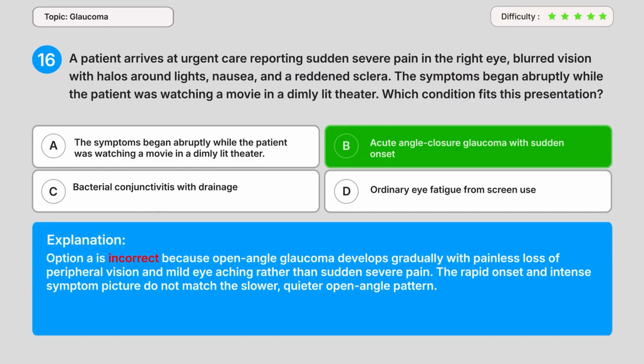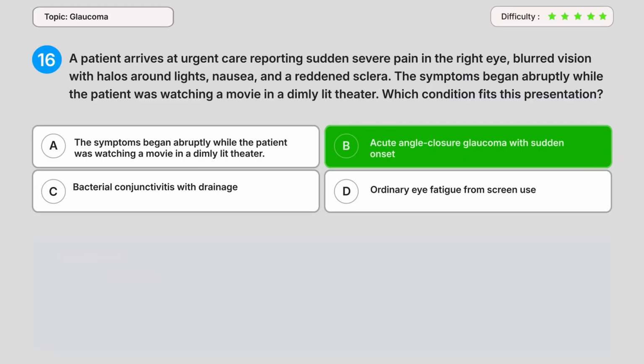Option A is incorrect, because open-angle glaucoma develops gradually with painless loss of peripheral vision and mild eye aching rather than sudden severe pain. The rapid onset and intense symptom picture do not match the slower, quieter open-angle pattern.